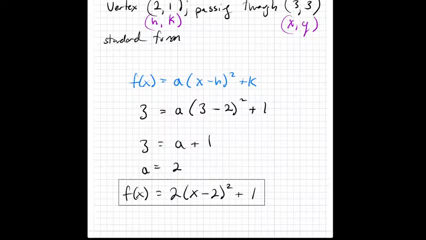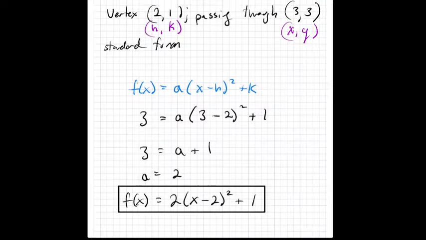Okay. And we need to verify that our points work. For instance, when x is 2, the answer should be 1. So when x is 2, 2 minus 2 is 0, so all of this is gone, and the answer is 1. And then when x is 3, y should be 3. So 3 minus 2 is 1. 1 squared is 1. 2 times 1 is 2. 2 plus 1 is 3.